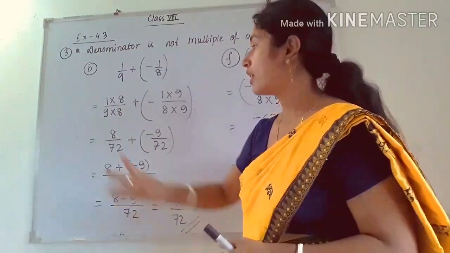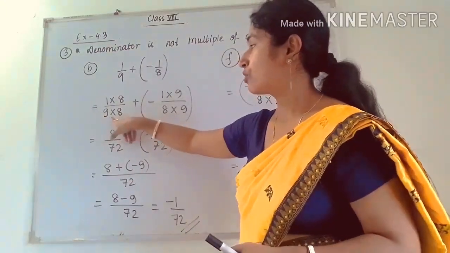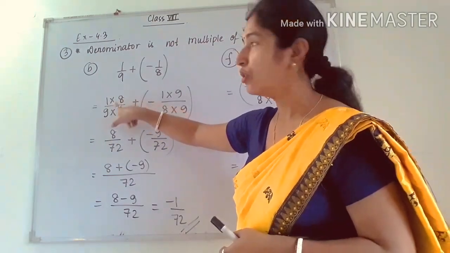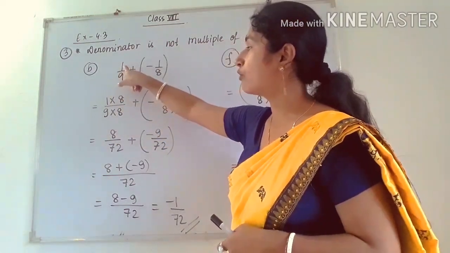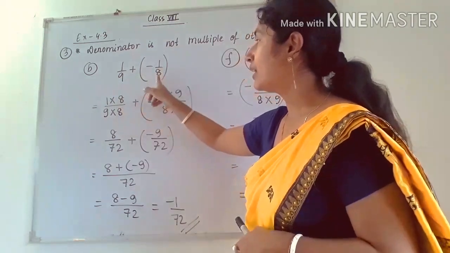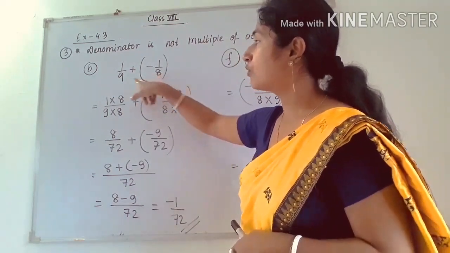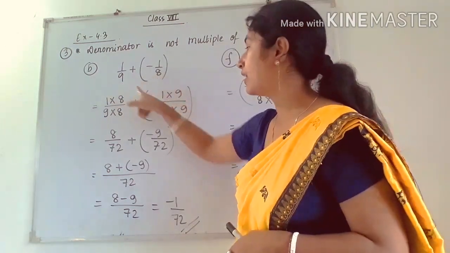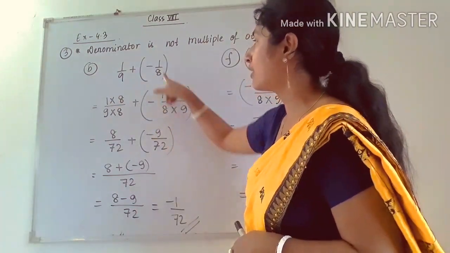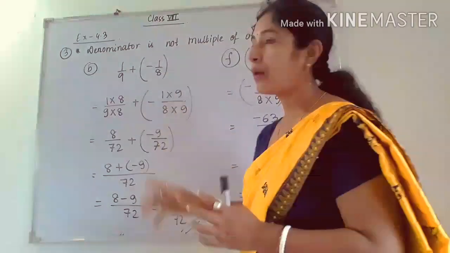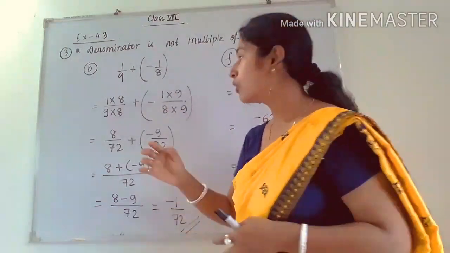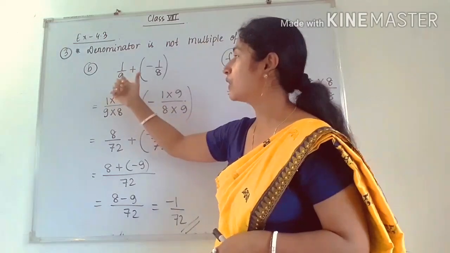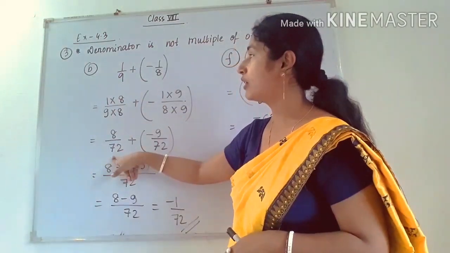See, I am multiplying 9 with 8. If I am multiplying in the denominator, I have to multiply in the numerator also. So multiplying 1 with 8. Similarly here, you have to multiply 8 with 9. If I multiply 8 with 9, then in the numerator I also have to multiply with 9. So the denominator becomes the same. We are multiplying 9 with 8, so it gets converted to 72.